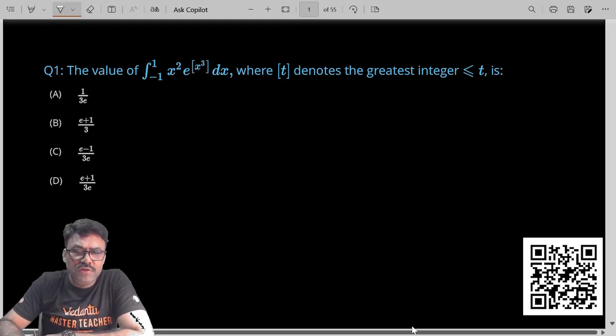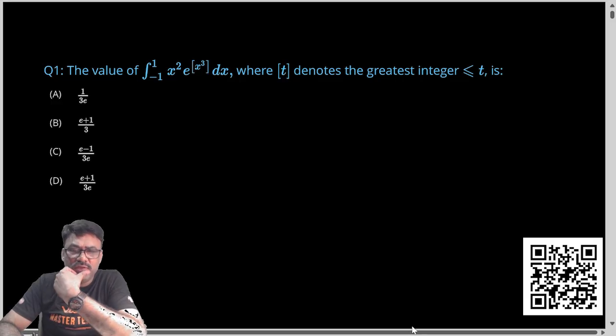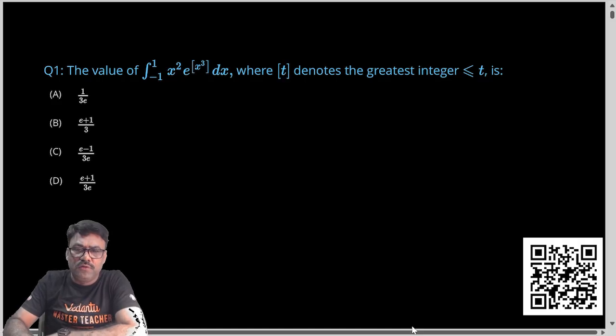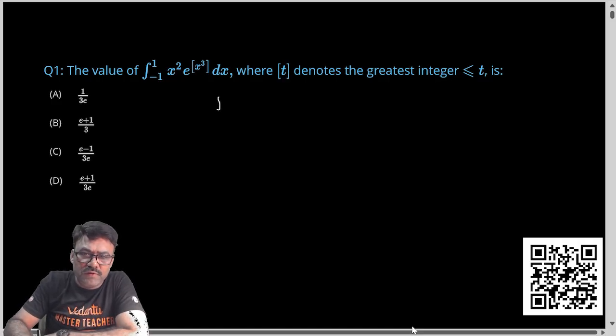So what you will do in this problem, basically you can see that when x varies from -1 to 1, x cube also varies from -1 to 1. In between -1 and 1, there is only one point where x cube will become an integer, and that point is 0. So I will break this integral at 0. So from -1 to 0, it is x square. And in -1 to 0, x cube is lying between -1 and 0, so e raised to the integral part of x cube will become -1. So it is e raised to -1 dx.